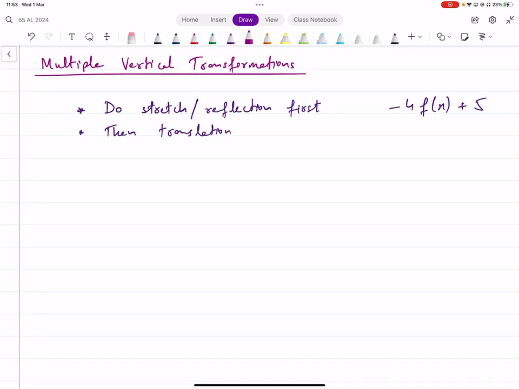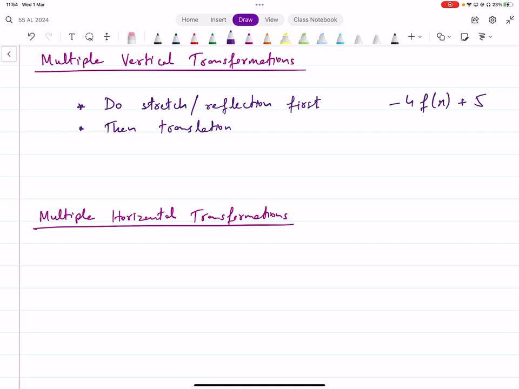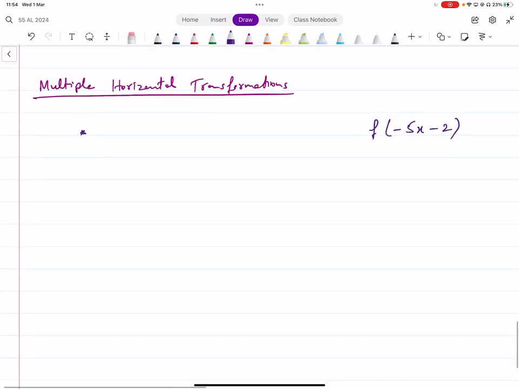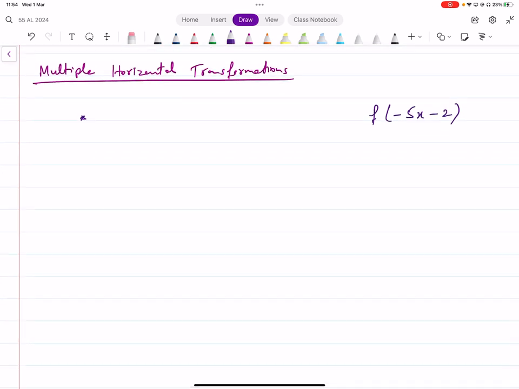Now, let's see what happens with multiple horizontal transformations. For example, if you have -5x plus or minus 2, you have horizontal reflection, stretch, and translation here. What's your guess? What do we do first?